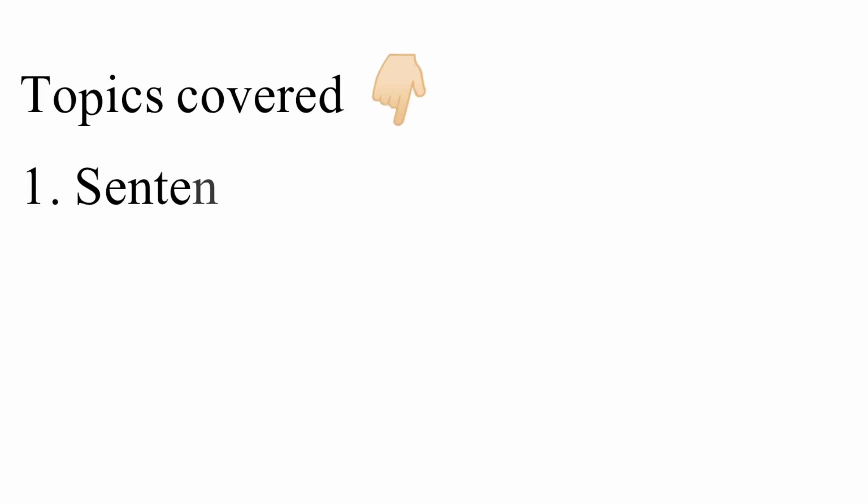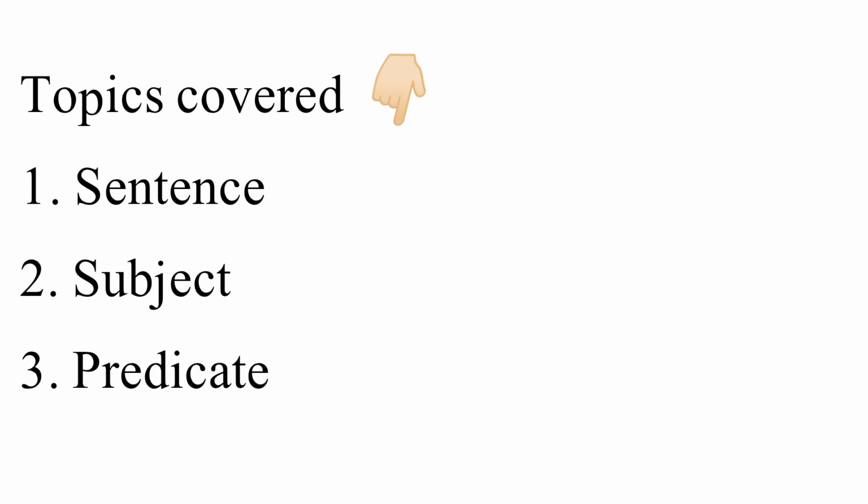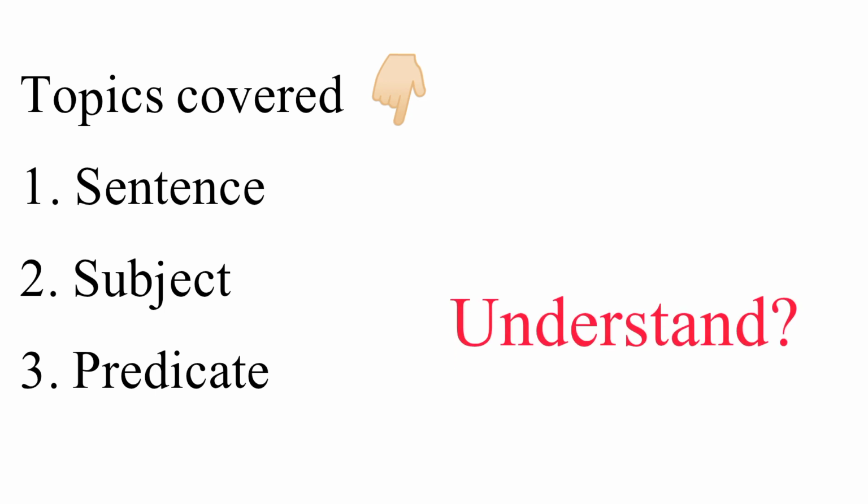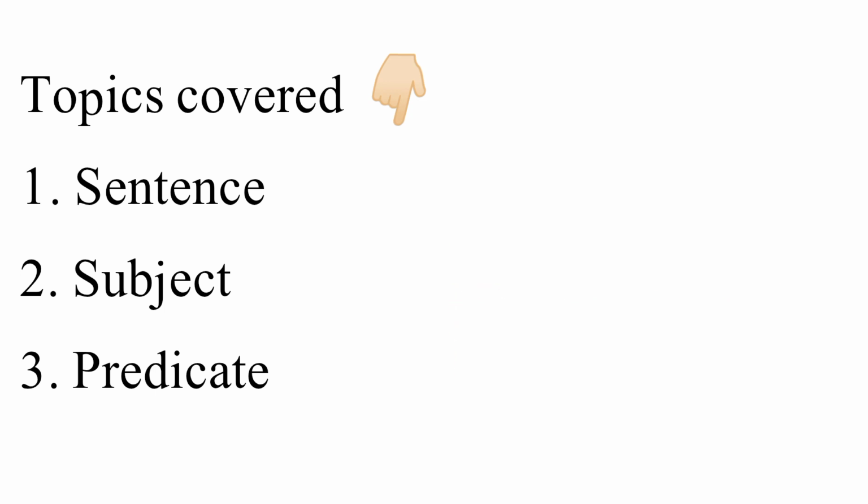Let's revise the lecture. A sentence has two main parts. The subject tells who or what the sentence is about. The predicate tells what the subject does or what happens to the subject. A complete sentence must have both a subject and a predicate. Now you know how to identify the subject and predicate in English sentences.